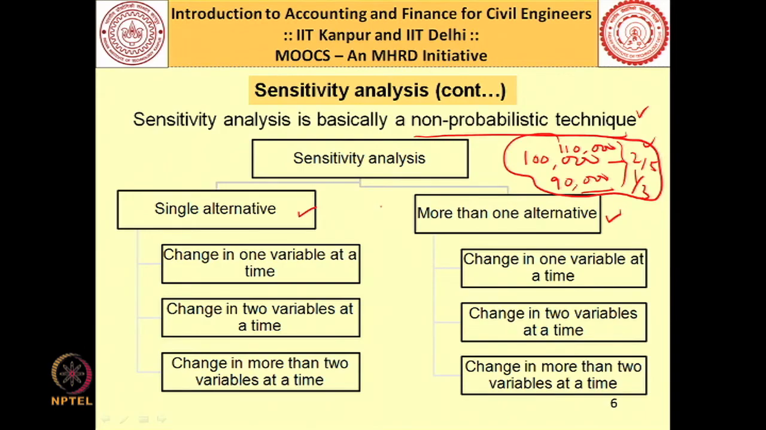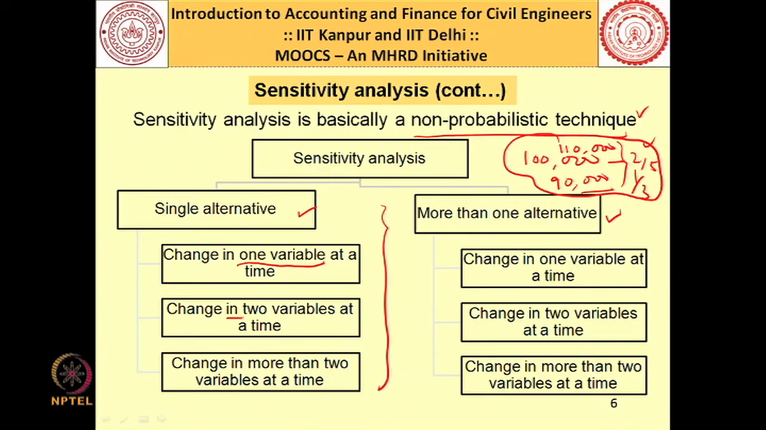Now, in the beginning we will concentrate on single alternative sensitivity analysis. There also you can make changes in one variable at a time. So, here we are changing one variable at a time. Either we can change income alone, or expense alone, or salvage value alone, or service life alone, and so on.